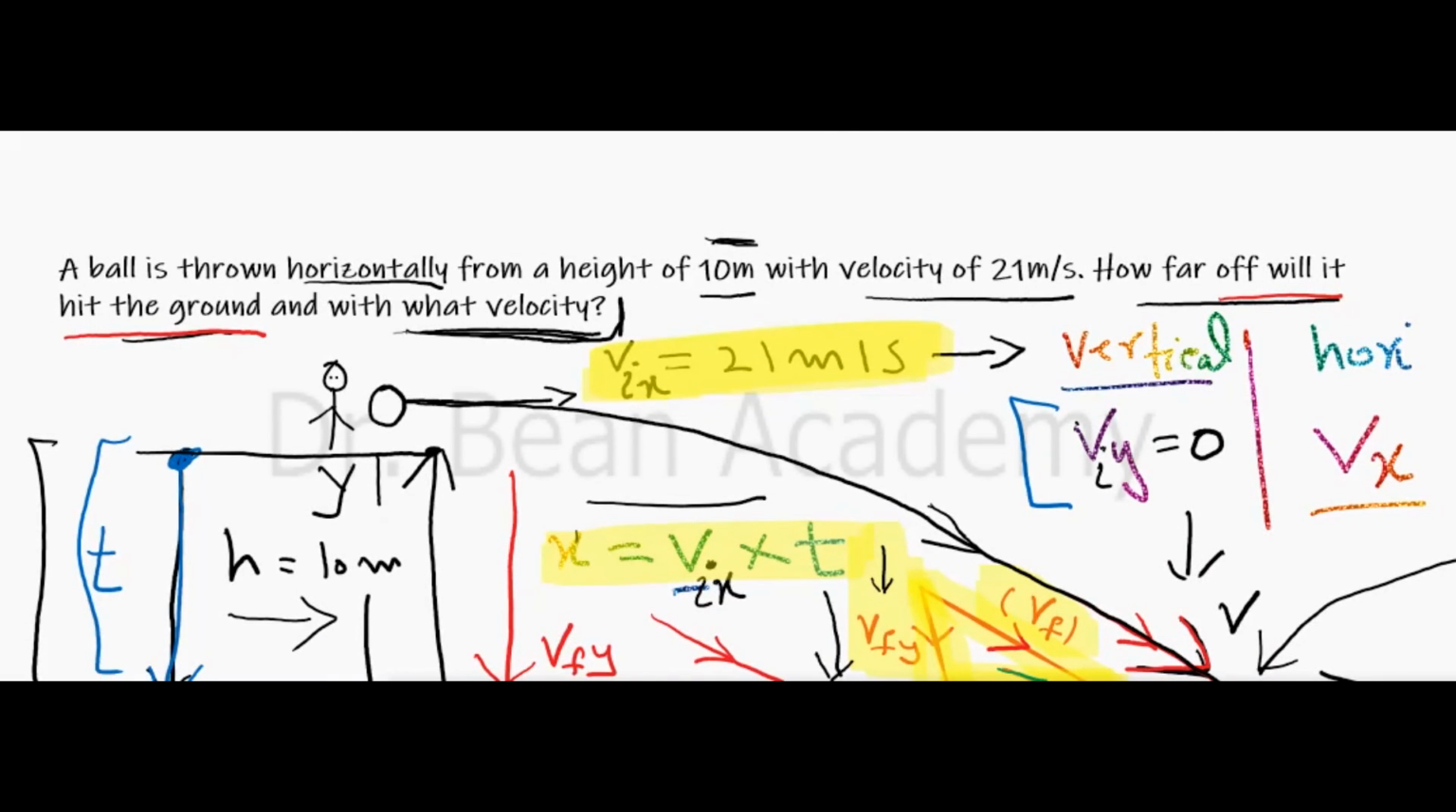Let's try to understand this question with the help of animation. As you remember, the question says a ball is thrown horizontally from a height of 10 meter with a velocity of 21 meter per second, and the ball is thrown horizontally.